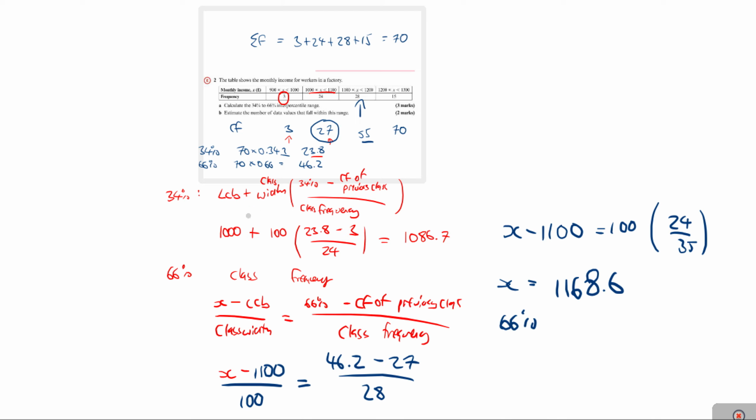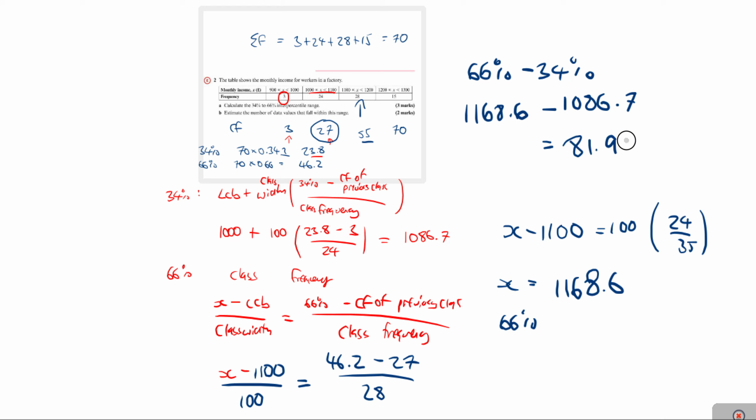So then from here we want to find the interpercentile range, so that's just going to be the 66% value minus the 34% value, so it's 1168.6 minus our 1086.7, and then we just plug that into the calculator. Again, in terms of rounding, anything above 3 significant figures should be fine. So in this case here we get 81.9. So that is our interpercentile range.